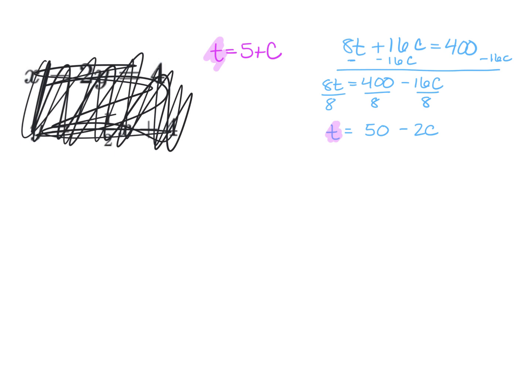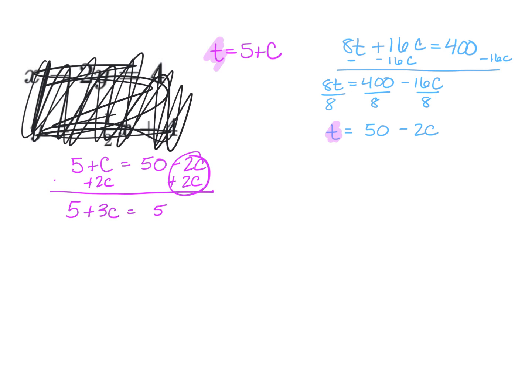So let's do that. We have 5 plus c is equal to 50 minus 2c. We'll make our intentional 0. We have 5 plus 3c is equal to 50. And then we have a negative 5. 3c is equal to 45. We divide by that coefficient. And then c is equal to 15. So the caramel is equal to 15.